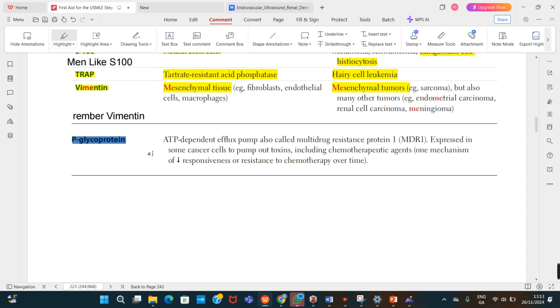So moving on to P-glycoprotein. P-glycoprotein is an ATP-dependent pump. Which other process have we talked about in pathology that is ATP dependent?